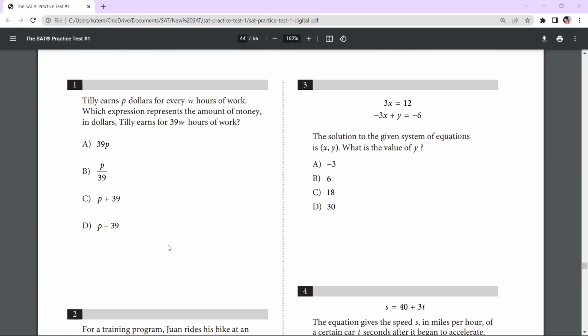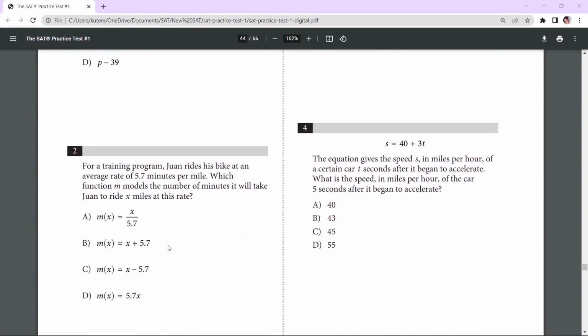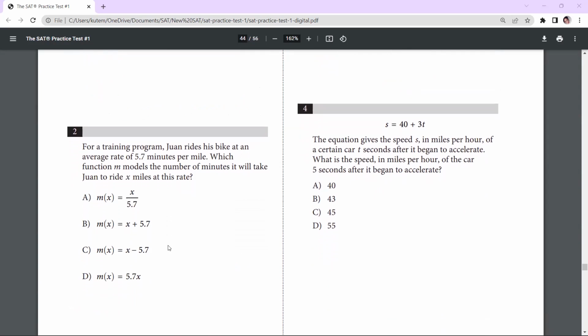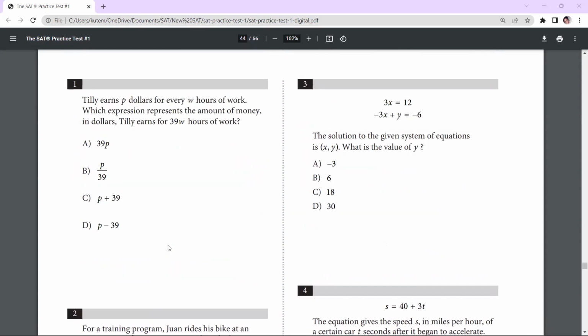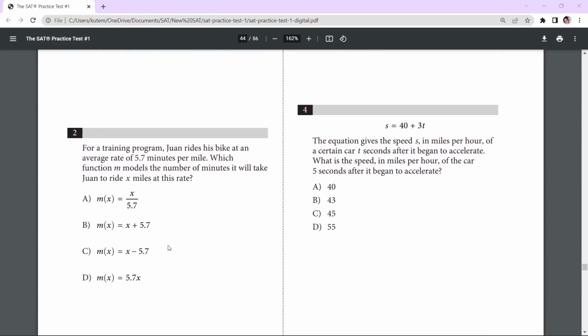No, ma'am. All right, let's move. Okay, question 2. Oh, we actually went to question 3. Okay, now on question 2.